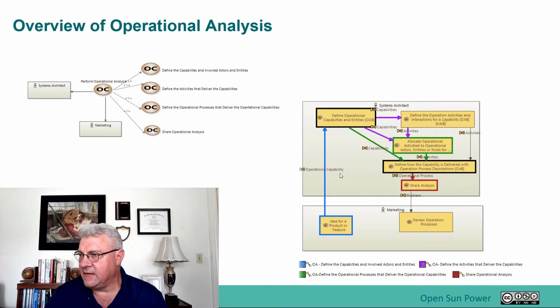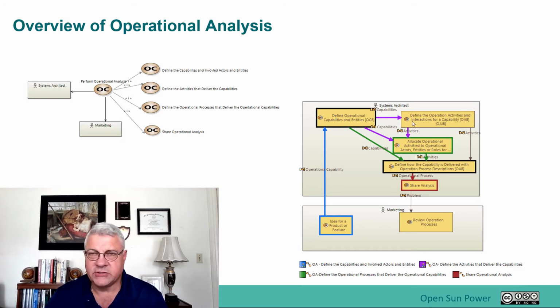In a little bit more detail here, I have the actual steps of each one of these. The first one, defining the capabilities involved, is the blue flow. Defining the capabilities first is the first thing we're going to do. We're going to add capabilities to the diagrams that exist. The next one is the purple flow.